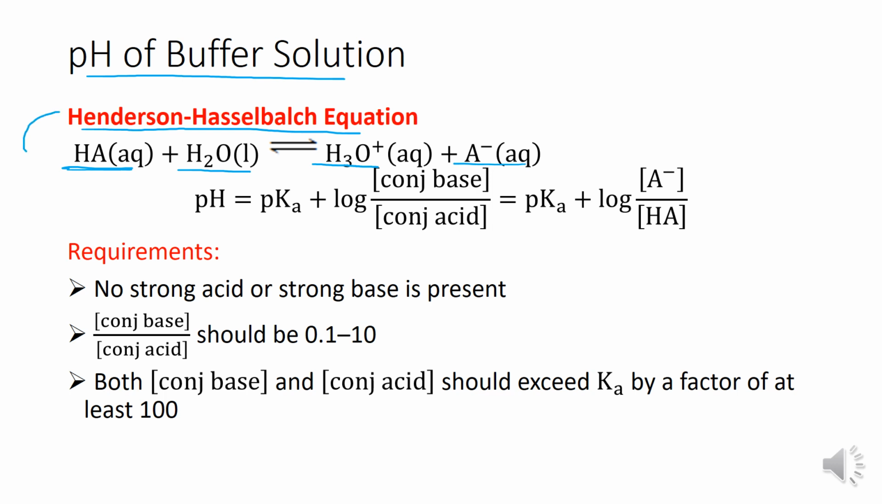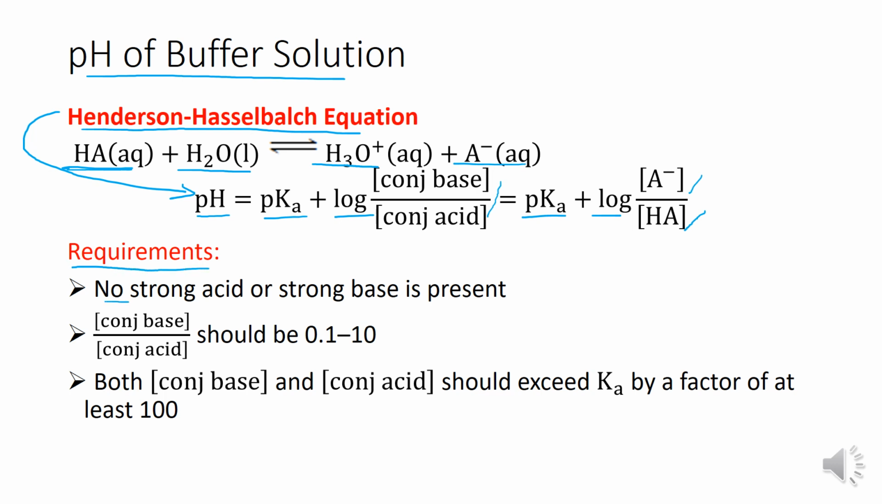According to the Henderson-Hasselbalch equation, the pH of the buffer solution is equal to pKa, the negative log to the base 10 of the acid ionization constant of the conjugate acid, plus log to the base 10 of the ratio of concentrations of the conjugate base and conjugate acid. So we have pKa plus log to the base 10 of concentration of A negative over concentration of the original or reactant acid.